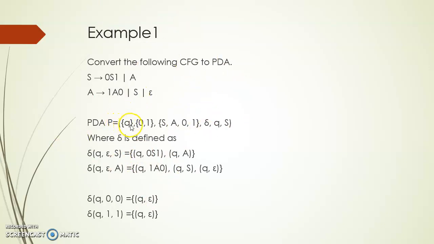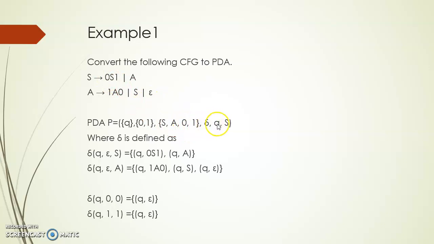Here the PDA P is equal to the set of states. According to this method, the PDA constructed will always have only one state, say Q. So this is the set of states. The set of input symbols should always be made up of terminal symbols. In this grammar, the terminal symbols are small 0 and 1. The stack symbols can be variables and terminals. In this grammar, the variables or non-terminals are S and A, and the terminal symbols are 0 and 1.